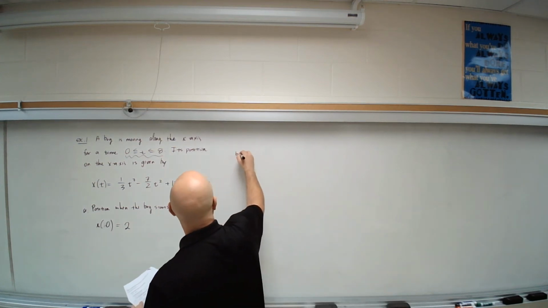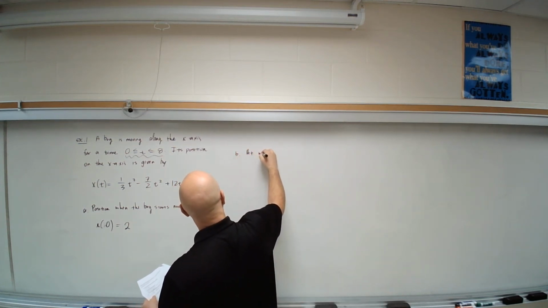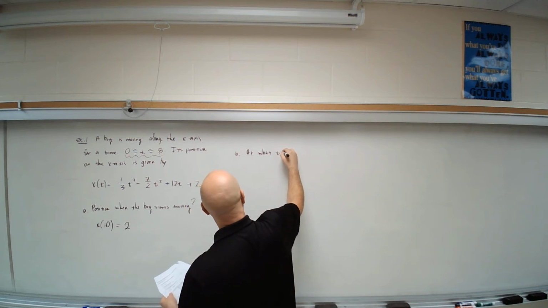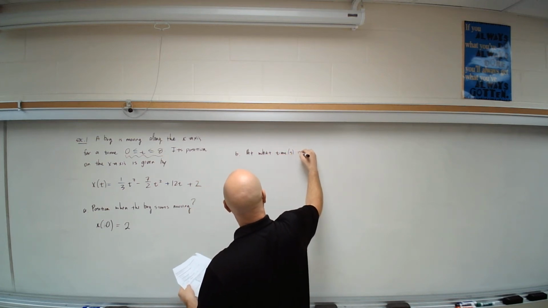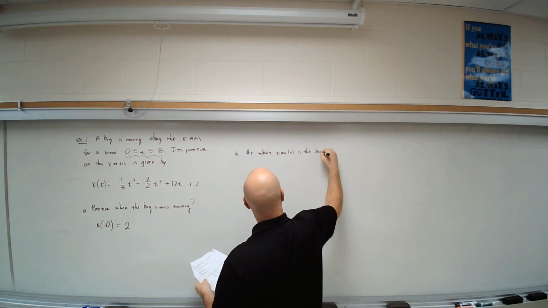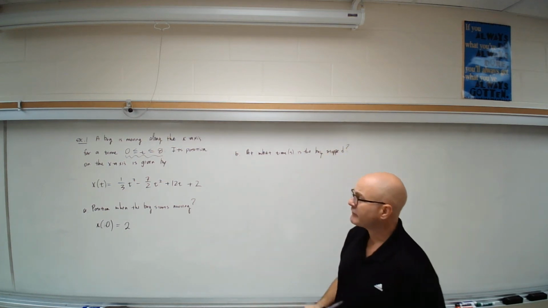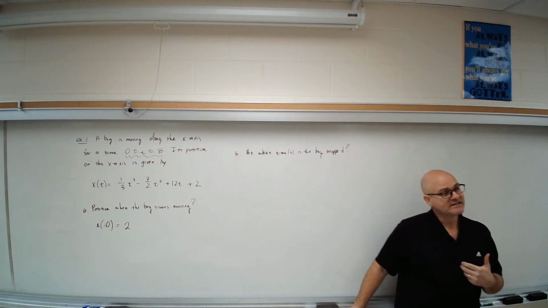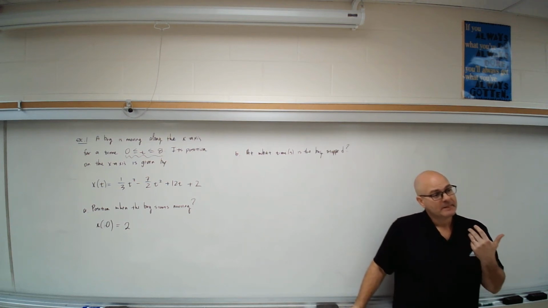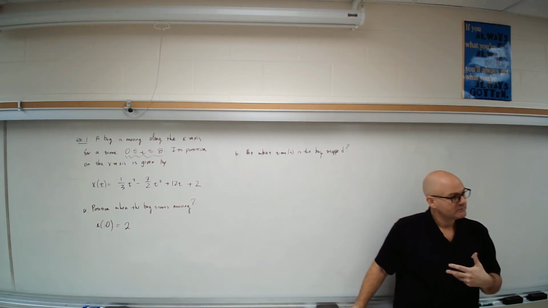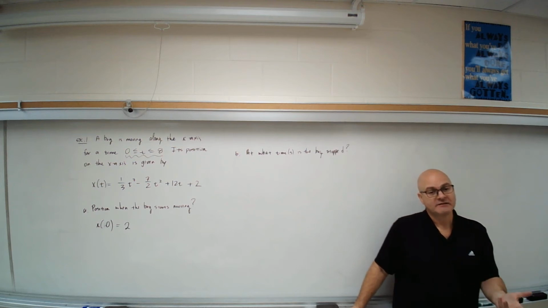B says, at what time is the bug stopped? Now we saw from our table that the bug will be stopped when the velocity is equal to 0. So we need to find the velocity function.